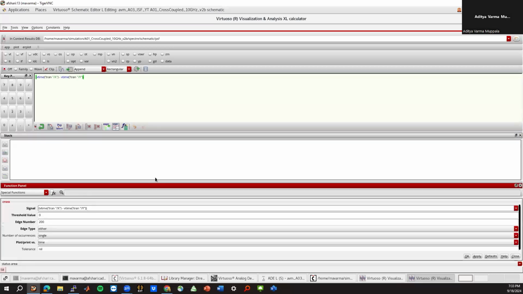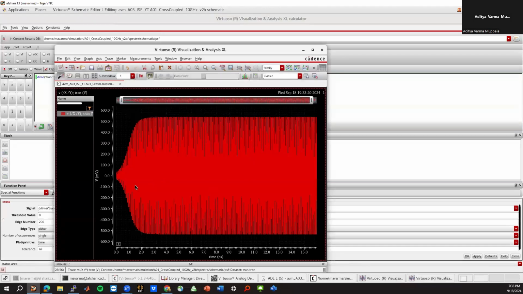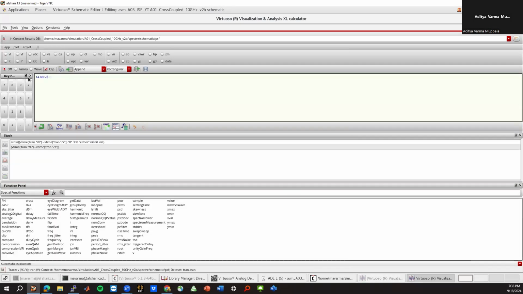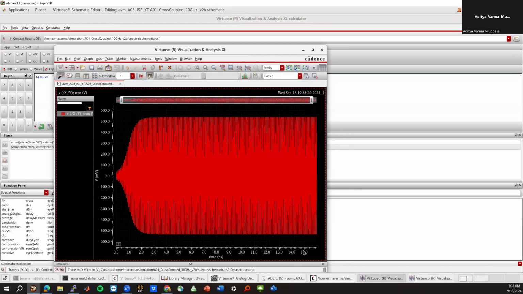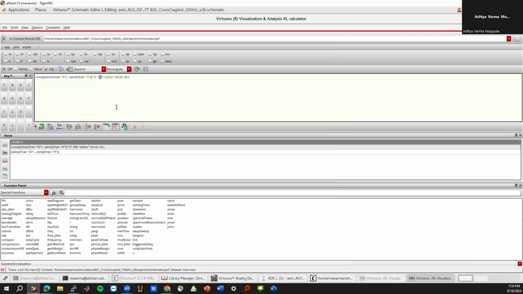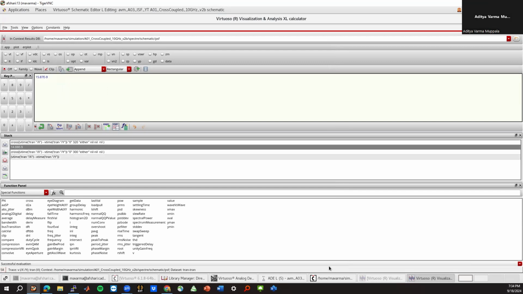And I'll use the cross function to find when this output crosses 0, right? So that's 0, and I want to find edge number, let's say 200 for now, or let's say 300, and I'll hit OK. And I see that it crosses 300 around 14.88, which is close. I would like it maybe beyond 15, since we said at 10 the pulse comes in, and then at 15 is when we wanted to measure beyond. So I'll set this to maybe 320. That's 15.87, so that's pretty good.